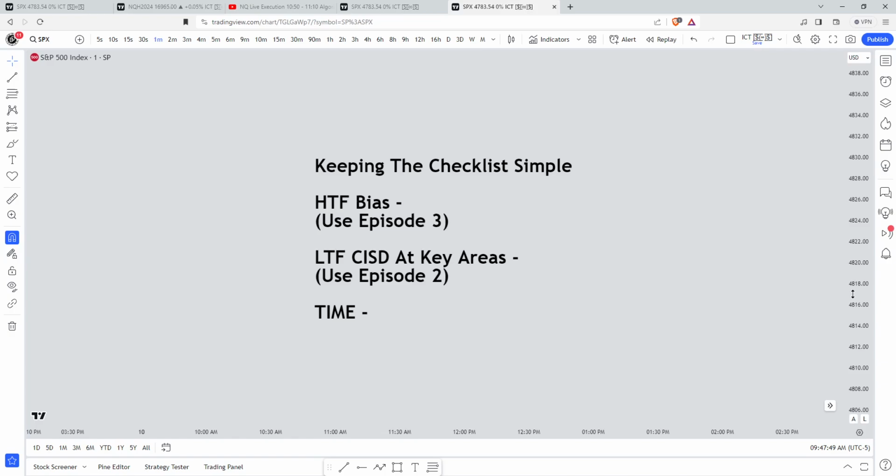Look for lower time frame changes in the state of delivery at key areas. Let's say key area, sell side liquidity. It's going to be a high probability place to look for changes in the state of delivery. And you could also use time. You could utilize as simple as kill zones, as confluence, or macros. That's what I do. Time doesn't have to be at a macro for me to trade. It's something I'll just use as an extra confluence though.